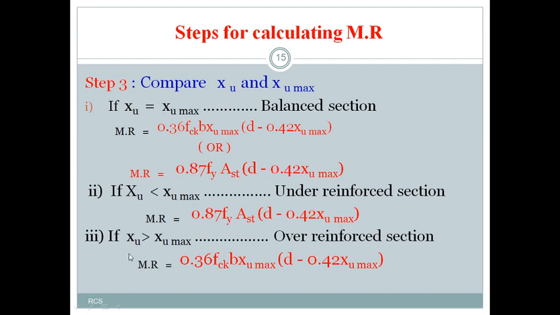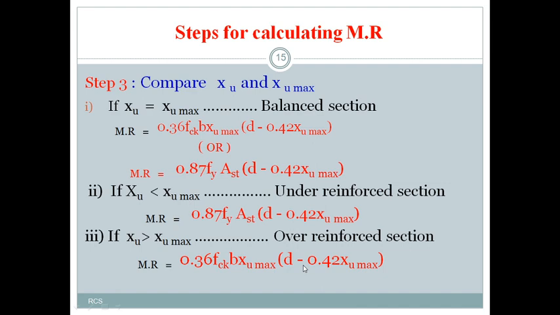The last condition is if XU is greater than XU max, that means the actual depth of neutral axis is greater than the maximum depth of neutral axis, then that particular section of the beam is categorized as an over reinforced section. An over reinforced section fails in compression, so it is a sudden failure, as occurs in brittle material. Here the brittle material is concrete, so we calculate the limiting moment of resistance with respect to compression. That formula is 0.36 FCK B XU max into (D minus 0.42 XU max).